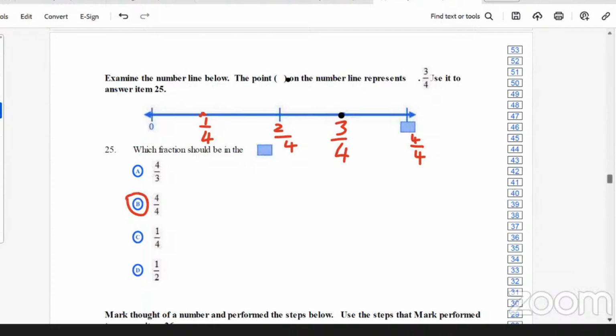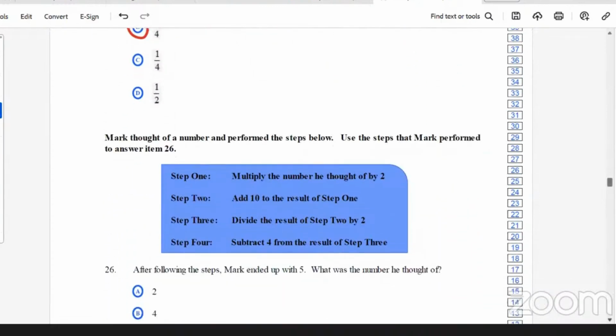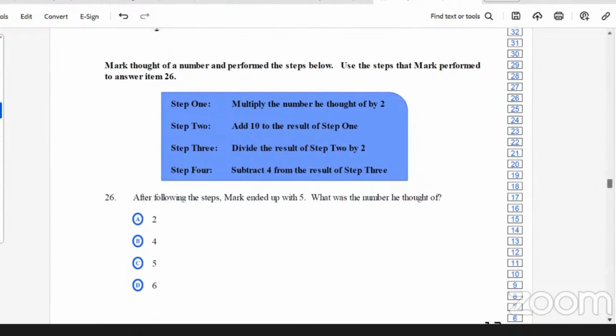Let's get to question 26. Mark thought of a number and performed the steps below. Use the steps that Mark performed to answer item 26. So step 1, he multiplied the number he thought of by 2. Step 2, added 10 to the result of step 1. Step 3, divided the result of step 2 by 2. Step 4, subtracted 4 from the result of step 3. After following the steps, Mark ended up with 5. What was the number he thought of?